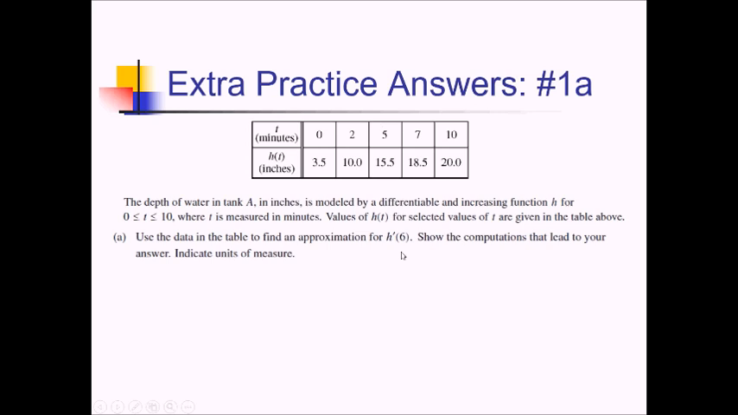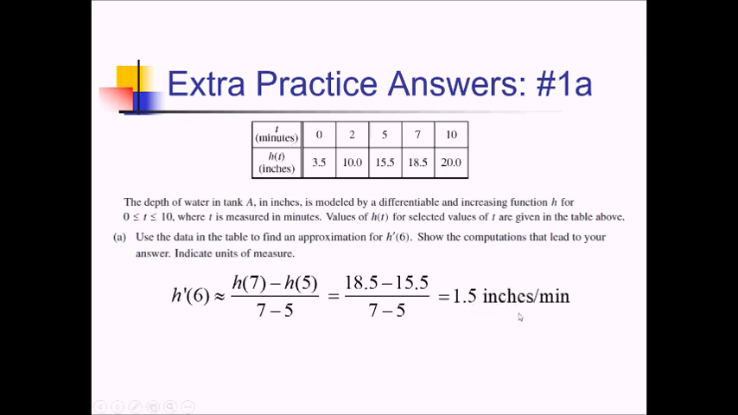So I'm going to say then that h prime of 6 is approximately equal to, and now we're doing average rate of change here, h of 7 minus h of 5 over 7 minus 5. So that's going to be 18.5 minus 15.5 over 7 minus 5. I don't really need the calculator just yet. It's a calculator problem, but I got this. In the numerator, we have 3. Denominator is going to be 2, so that's 1.5. And our units, since we're doing basically h over t here, are inches per minute. So 1.5 inches per minute.